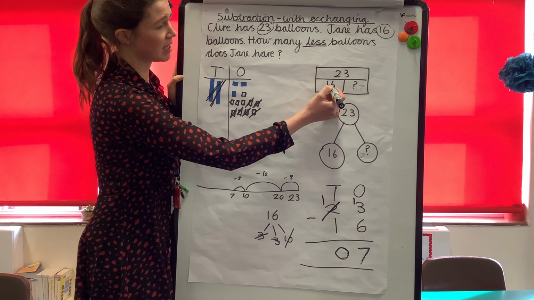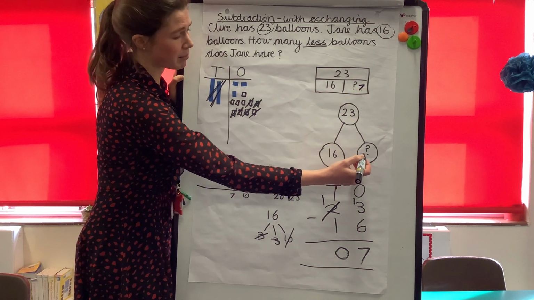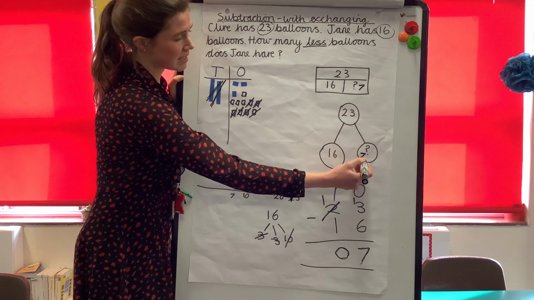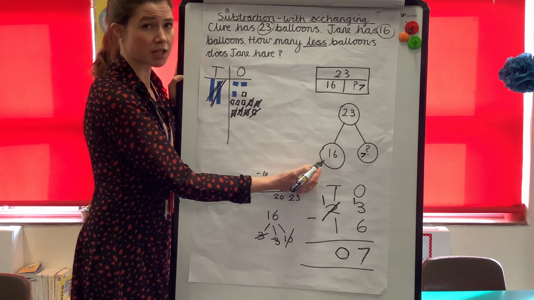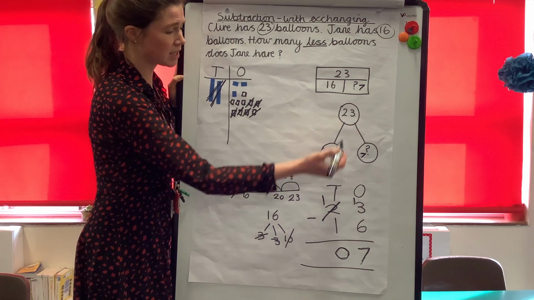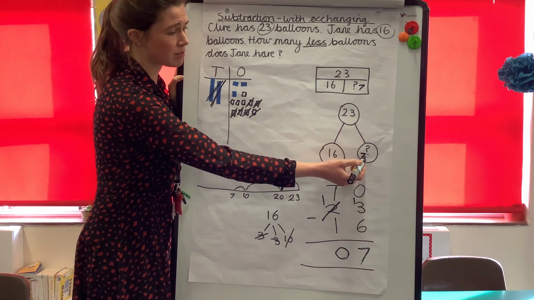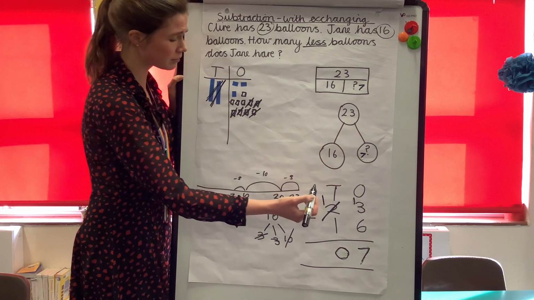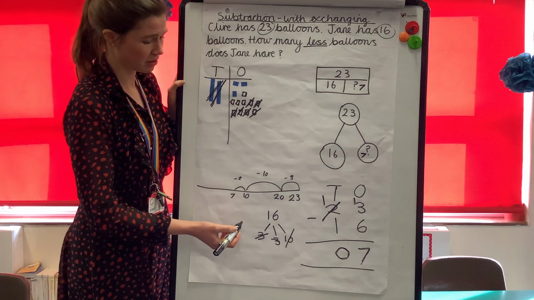So 23 is made up of 16 and 7, and into my part whole. So 16 and 7 is 23. And again, by using the part whole, we can see the relationship there between the 3 numbers. So I can see that 23 subtract 16 is 7, but I can also see that 23 subtract 7 is 16. Another way that we can represent that subtraction is by using our number line.